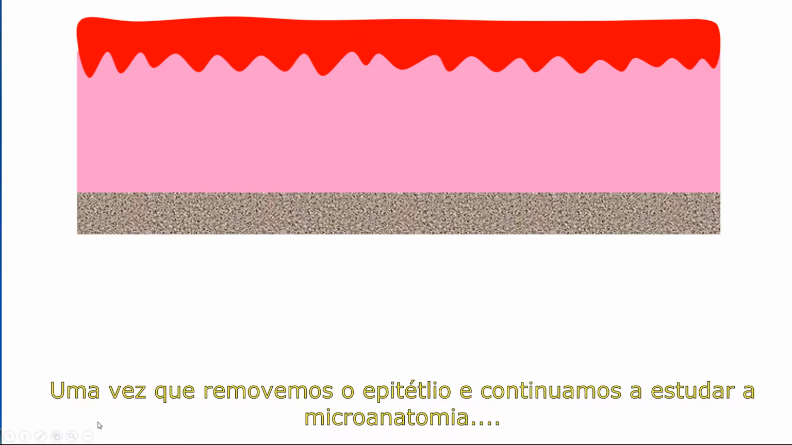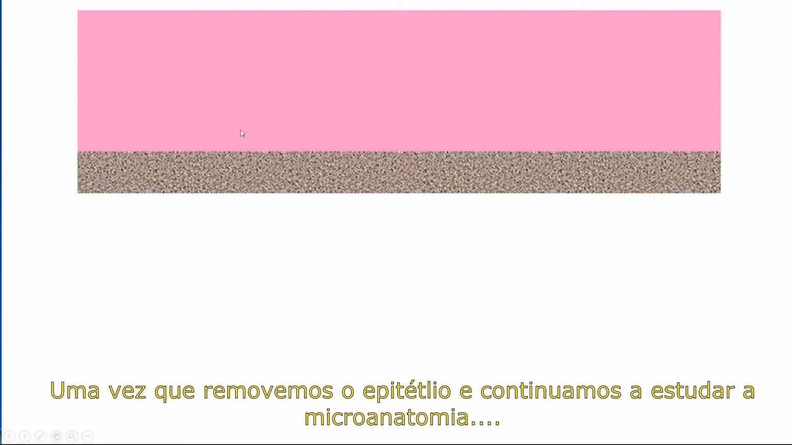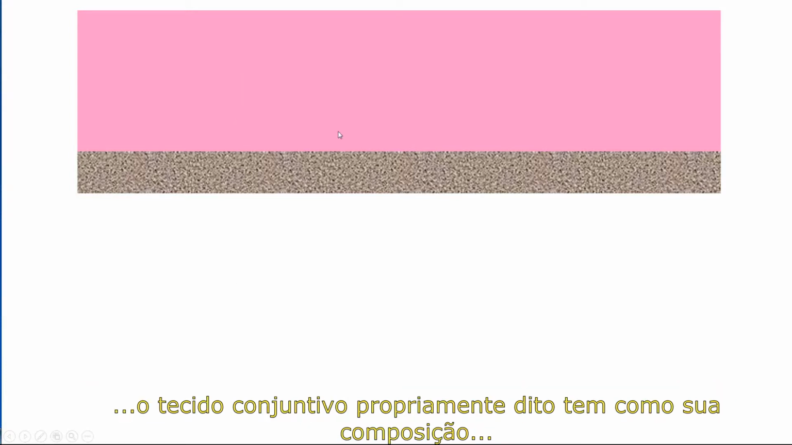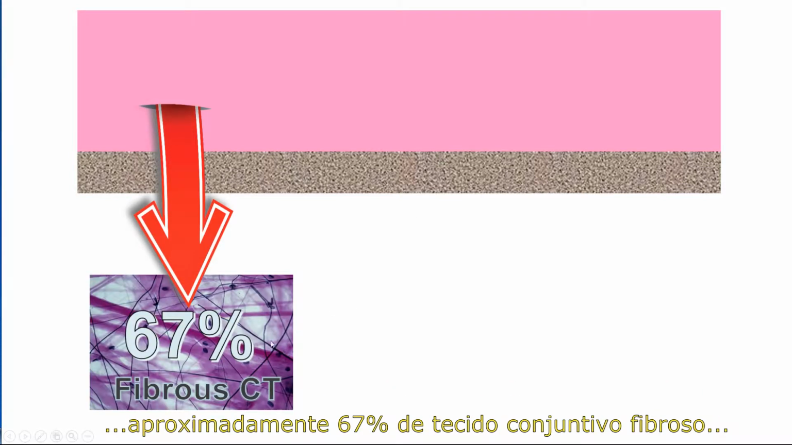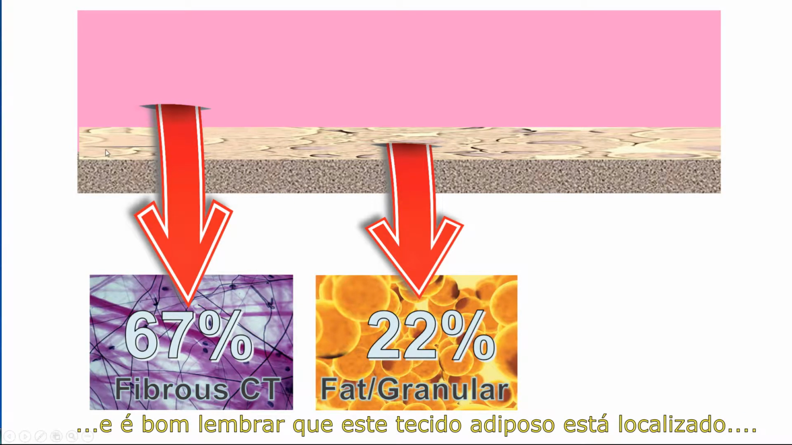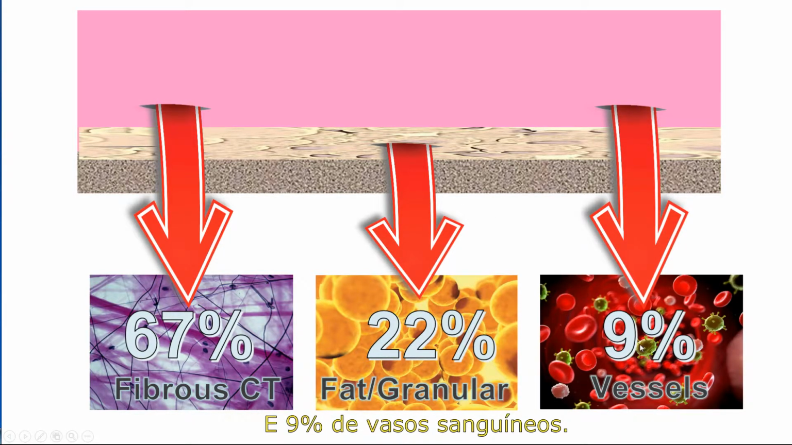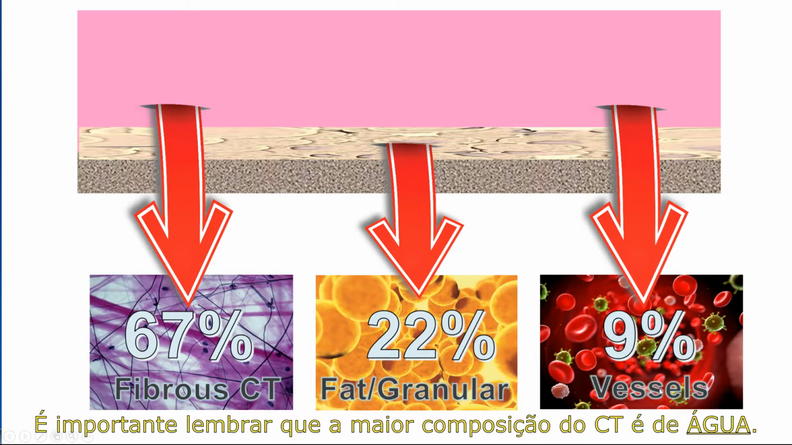Once we remove the epithelium and continue studying the microanatomy, the connective tissue itself is composed of about 67% fibrous connective tissue, about 22% fat or granular tissue, and a reminder that this fat and granular tissue are usually located in the deepest part of the connective tissue, and 9% blood vessels. It's important to note that the main composition of the connective tissue is water.